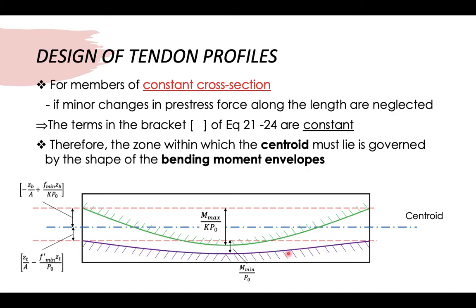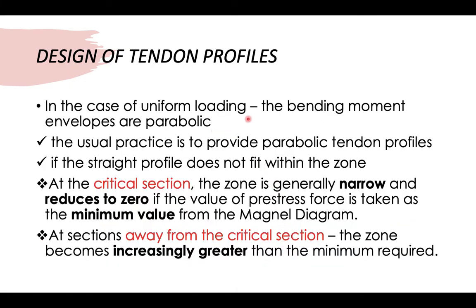Right, so in case of uniform loading, the bending moment envelopes are parabolic. So the usual practice is to provide parabolic tendon profiles if the straight tendon profiles do not fit within the zone. So usually for pre-stressing tendons, we are going to provide parabolic tendon profiles. So why is this? Because usually we are going to have a bending moment that is clearly parabolic.